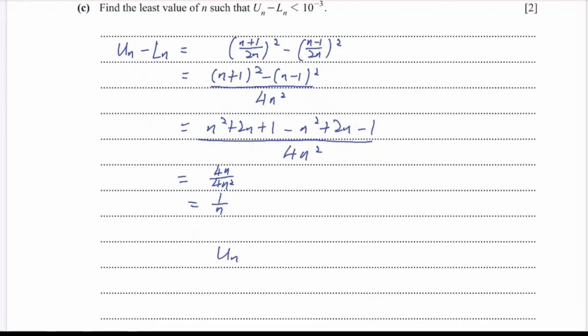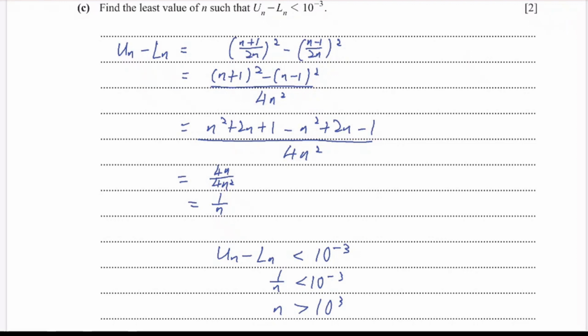So if our un minus ln is less than 10 to the power of negative 3, it means that our 1 over n is less than 10 to the power of negative 3. The n is greater than 10 power 3. So the thing is, the question here is not asking us to find something like the set of the values of the n. It actually asks us about the least value of the n. So we need to give what is that value exactly.